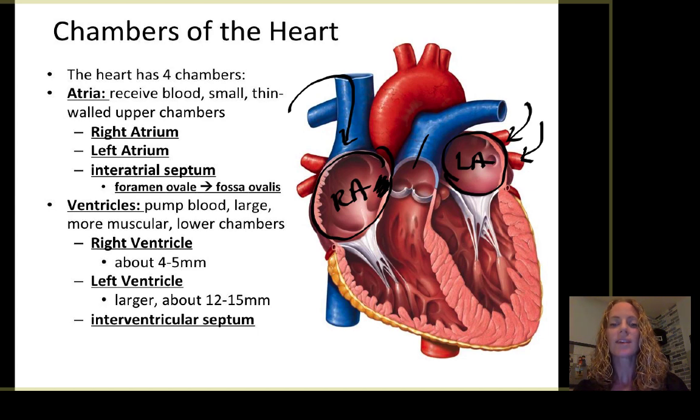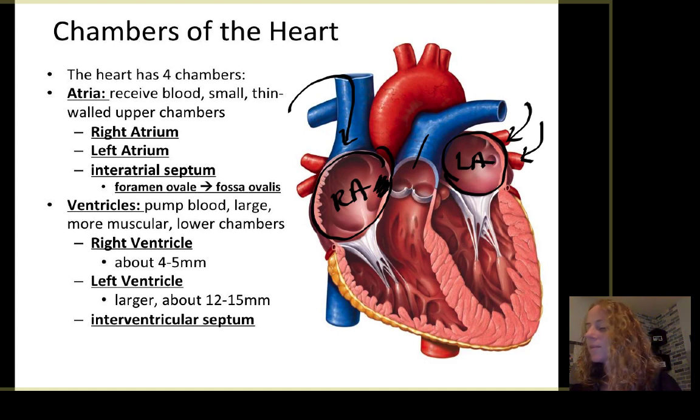Indentations we call fossa. So in the lab, you will see an indentation between the atria, which used to be a hole, and that is the fossa ovalis. In a small percentage of people, the fossa ovalis remains patent, but it has minor clinical implications.